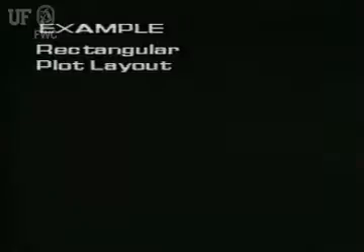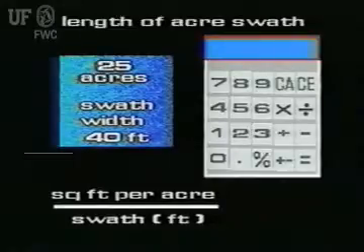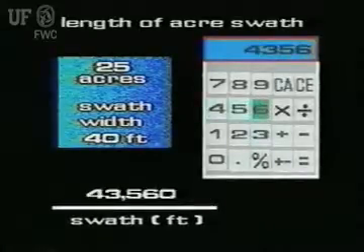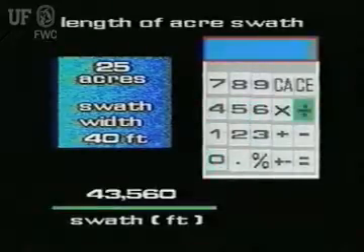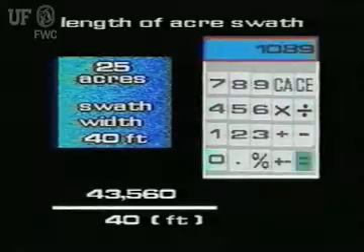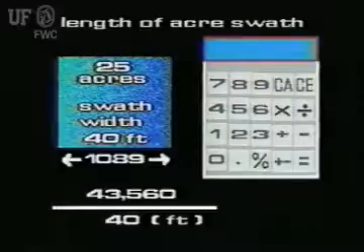We say that the length of an acre swath equals the square feet per acre divided by the swath width. In this case, the length of an acre swath equals 43,560 divided by 40. Therefore, the length of a 1 acre swath would be 1,089 feet. Therefore, the length of one side of the plot is 1,089 feet.